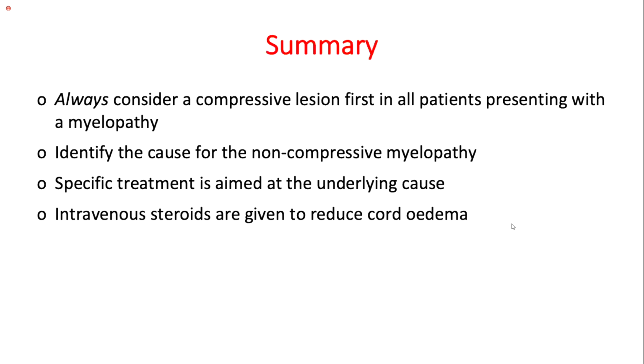Intravenous steroids are given to reduce cord edema, whatever the cause, whether it's compressive or non-compressive. Say a patient comes with a compressive lesion, until the neurosurgeon can remove the tumor or the hematoma that is pressing on the cord, we give steroids to reduce the edema and the long-term damage to the cord.